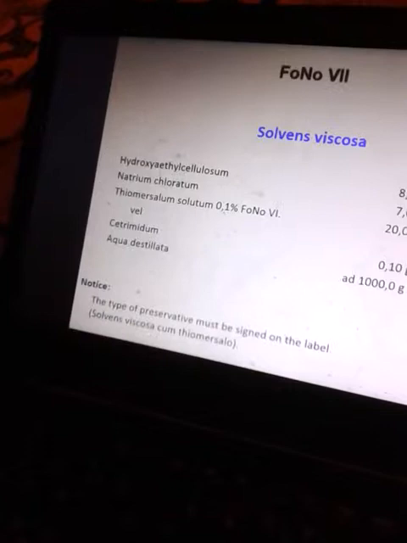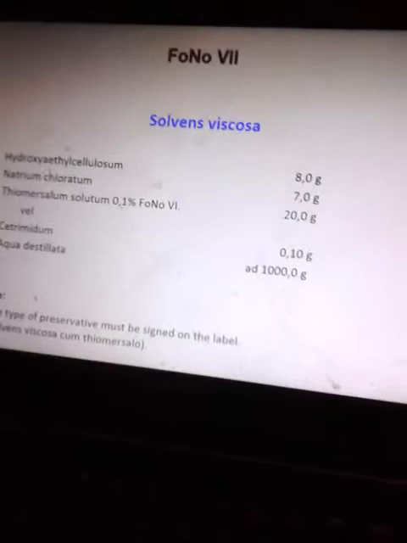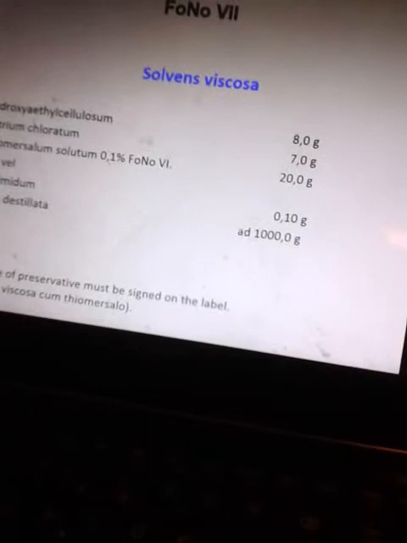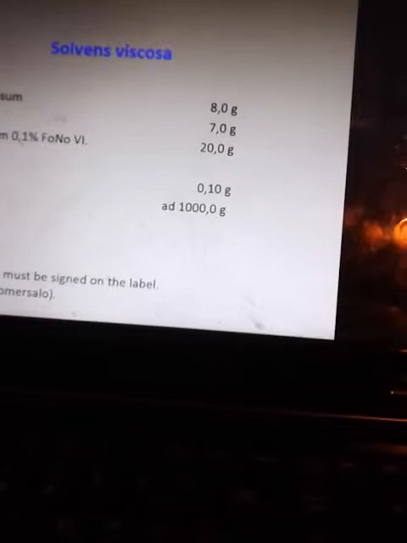Solvens viscosa: hydroxyethyl cellulosum, natrium chloratum, thiomersalum solutum 0.1% or cetrimidum, aqua distillata. Notice the type of preservative must be signed on the label. Then we say on the label which type of preservative we selected: solvens viscosa cum thiomersalum, or solvens viscosa with cetrimidum.